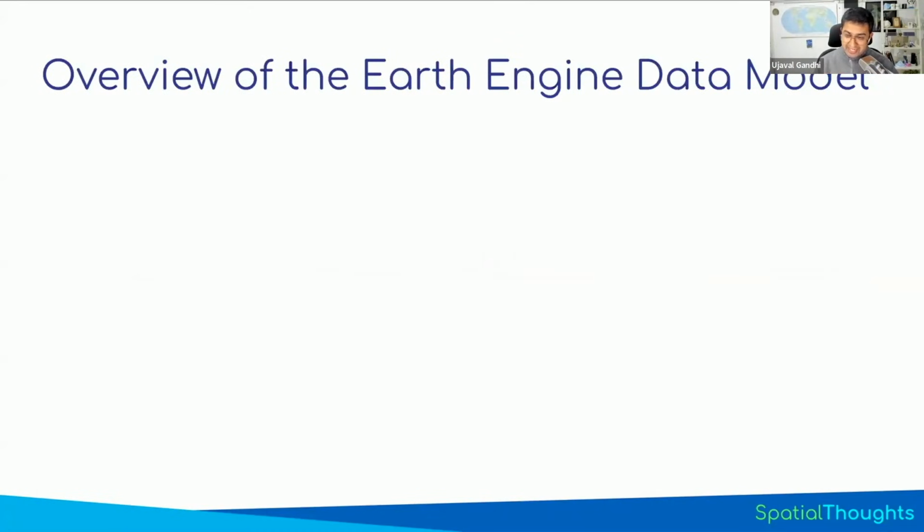Earth Engine has lots of data stored in their catalog. The data is stored as something they call assets. So Earth Engine calls all of the data that they store assets. There are different kinds of asset. The most basic kind is an image. So if you upload an image, that becomes an image asset. So think about a single Landsat scene. That is an image asset in Earth Engine.